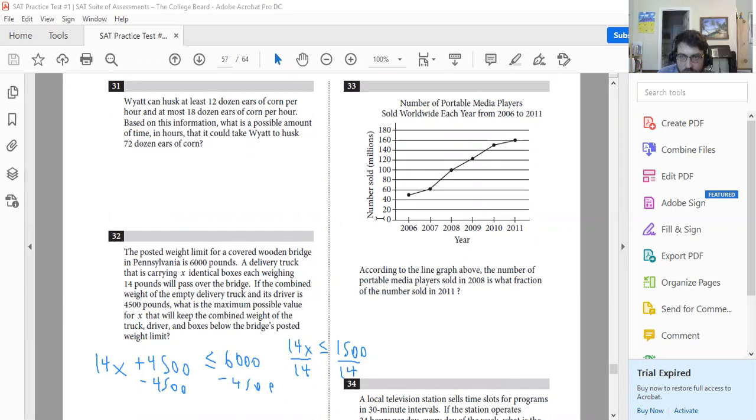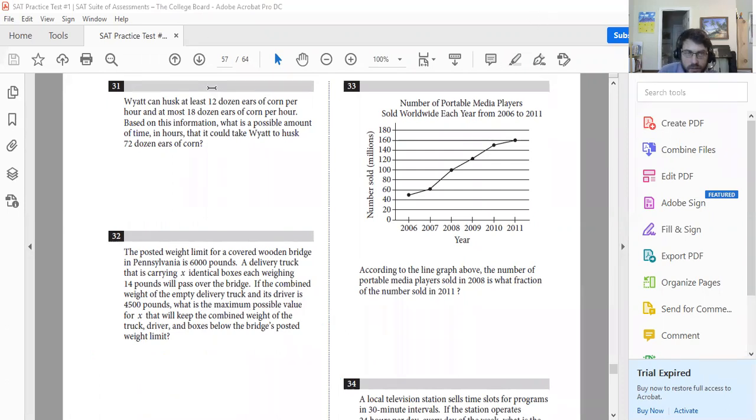1,500 divided by 14 will be 107. This would round down anyway, but we have to round down. Yeah, minimize that. So X is 107. And that will be our only answer because for the maximum possible value for X, we need a whole number of boxes.